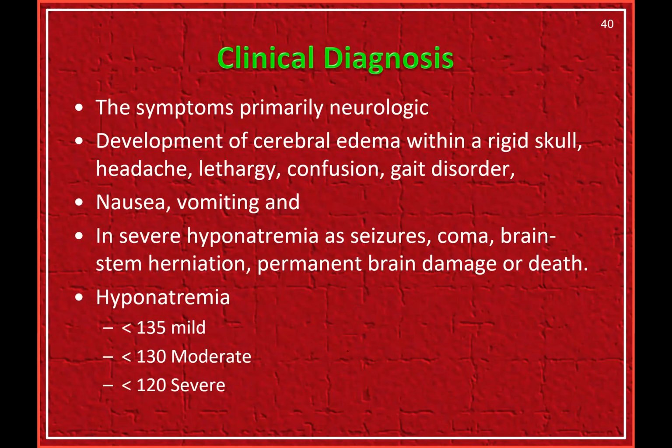So, clinical diagnosis: the symptoms are primarily neurologic, with development of cerebral edema within a rigid skull, headache, lethargy, confusion, gait disorder, nausea and vomiting in severe hyponatremia. So mainly what are the symptoms of hyponatremia? Neurological symptoms, then nausea and vomiting, seizures can occur, coma, brainstem herniation, permanent brain damage and death. So what are the levels of hyponatremia?